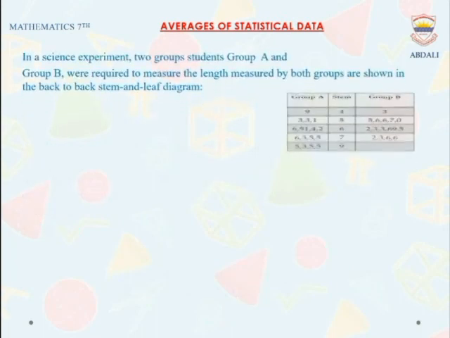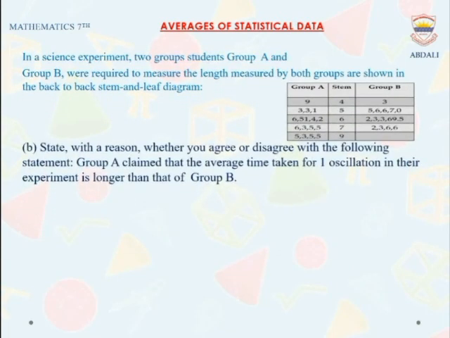Same question. Now we are going to see the other part, which is: state with a reason whether you agree or disagree with the following statement. The statement is, group A claimed that the average time for one oscillation in their experiment is longer than that of group B. Okay, let's start its solution.